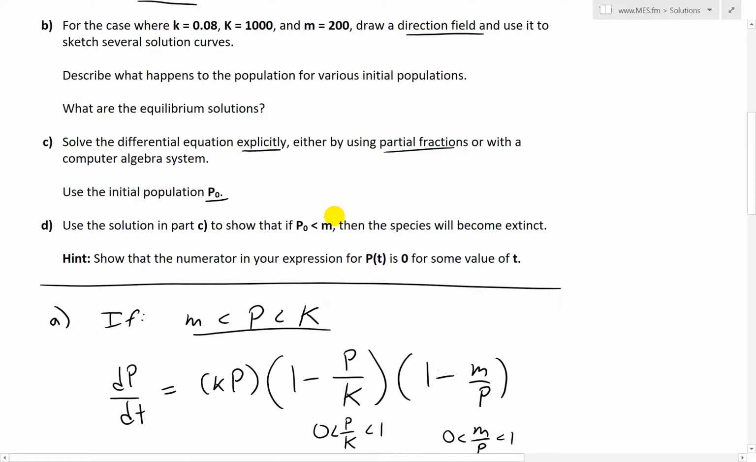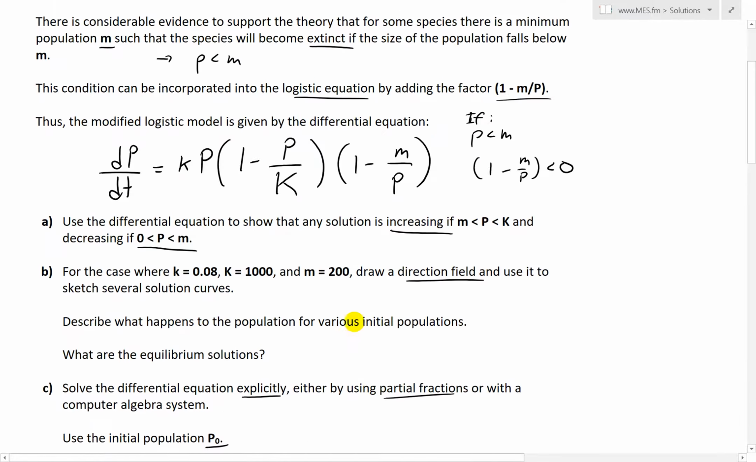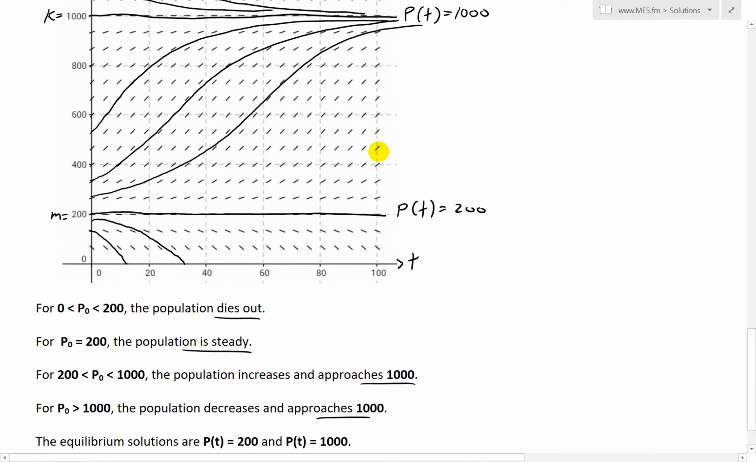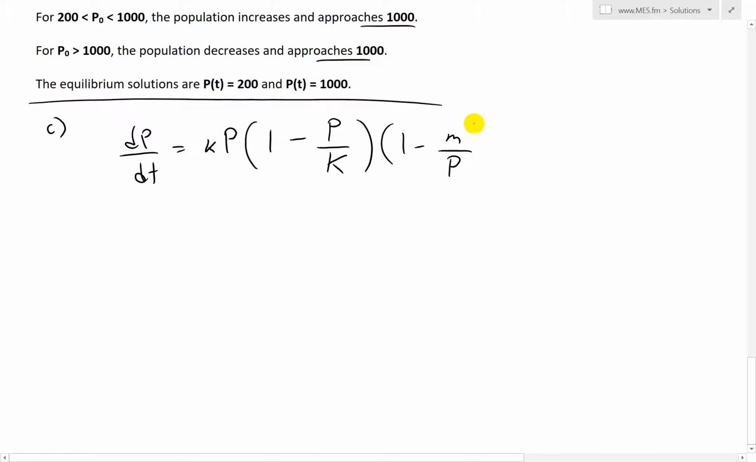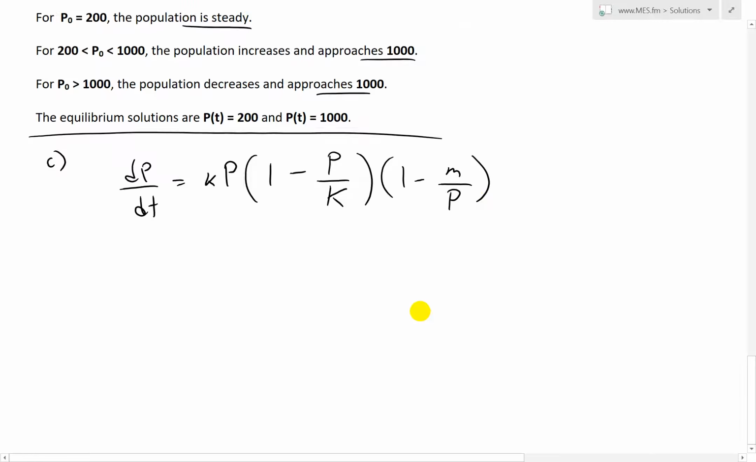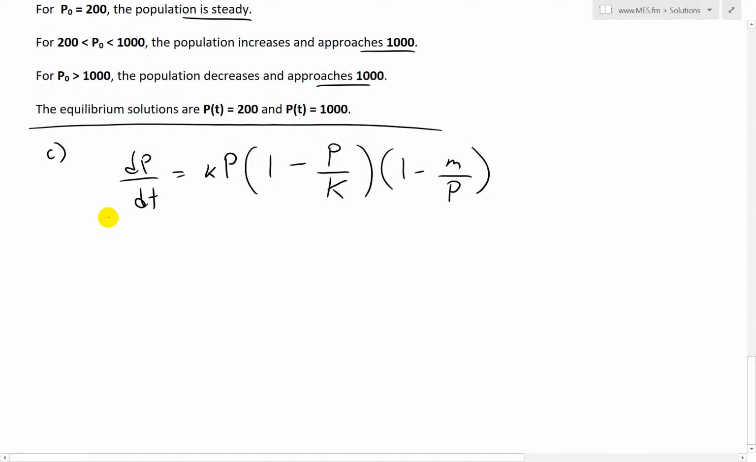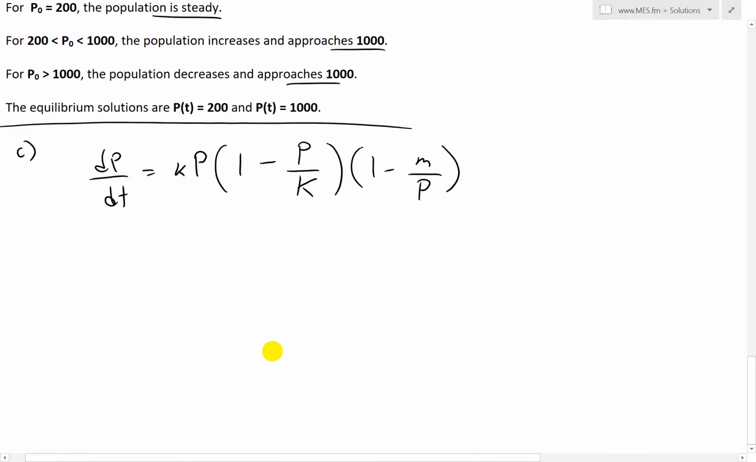So let's just solve this equation explicitly. That's our equation. Recall from my earlier video, this is a separable equation. So we have dP over dt equals lowercase k, capital P, times 1 minus P over capital K, times 1 minus m over P. This is a separable equation because we can move all the P's to the left side and all the t's to the right side, and then take the integral like I've done many times before.